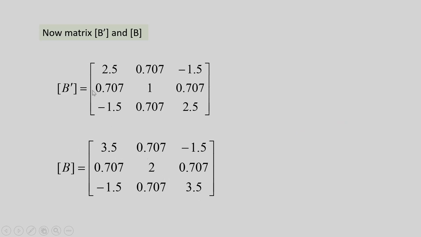You can see this is B prime that we got earlier, and after adding the unit matrix we now get the B matrix as 3.5, 0.707, minus 1.5, 0.707, 2, 0.707, minus 1.5, 0.707, 3.5. You can see the symmetry exists and the diagonal elements are all positive, 3.5, 2, 3.5. So this is a very well conditioned matrix, so there will be no difficulty in finding the eigenvalues.